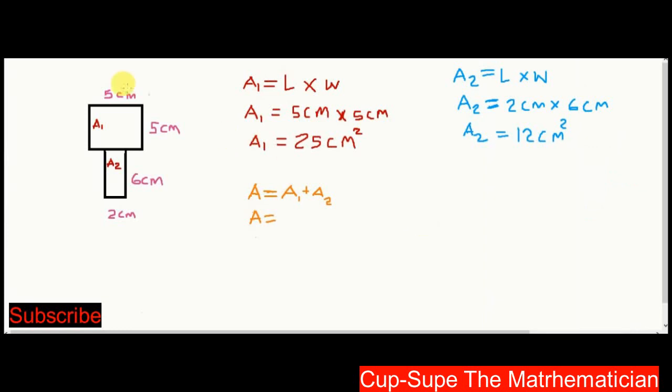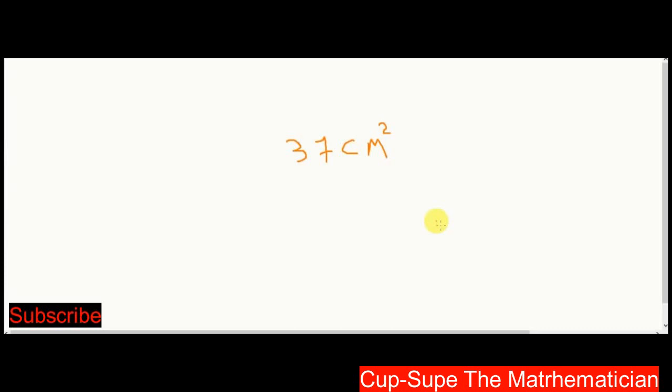So A equals, what is area 1? Area 1 is 25 centimeters squared. So 25 plus 12 centimeters squared. Therefore, the total area for this compound figure is 37 centimeters squared. So this is how we find the total area for a compound figure. The answer is 37 centimeters squared.